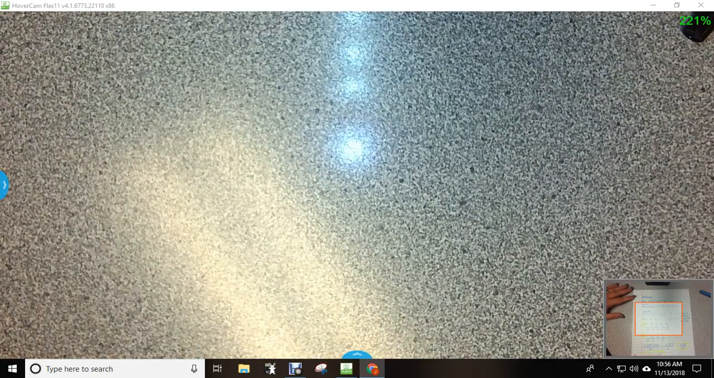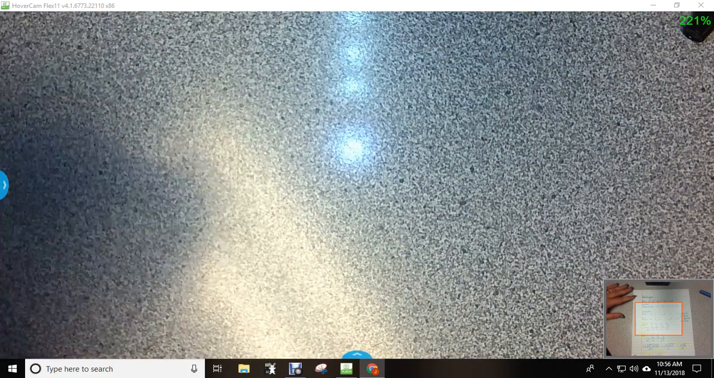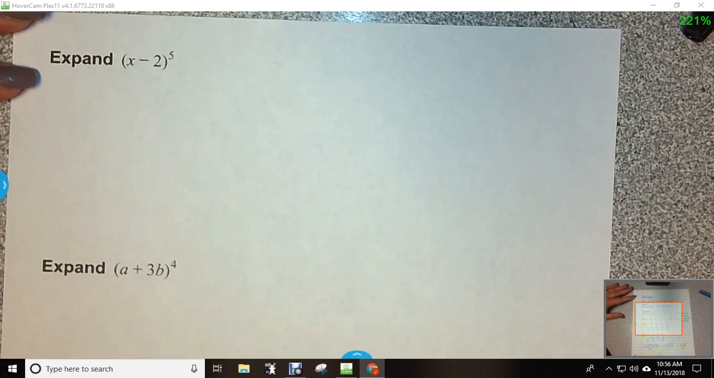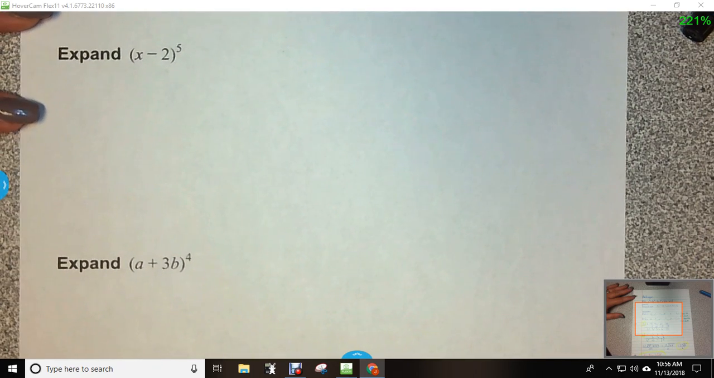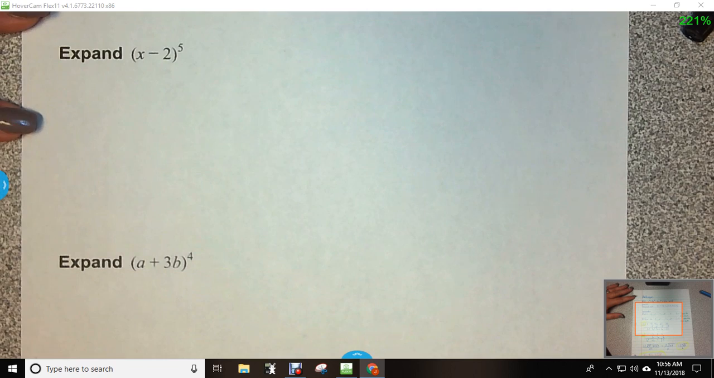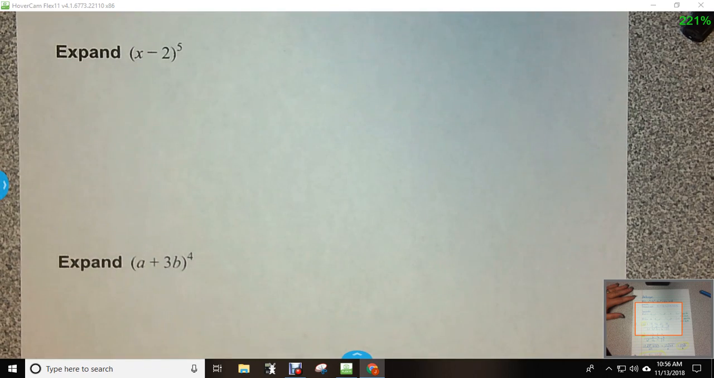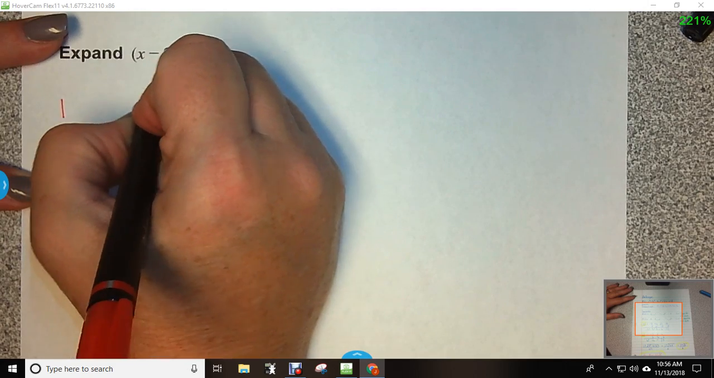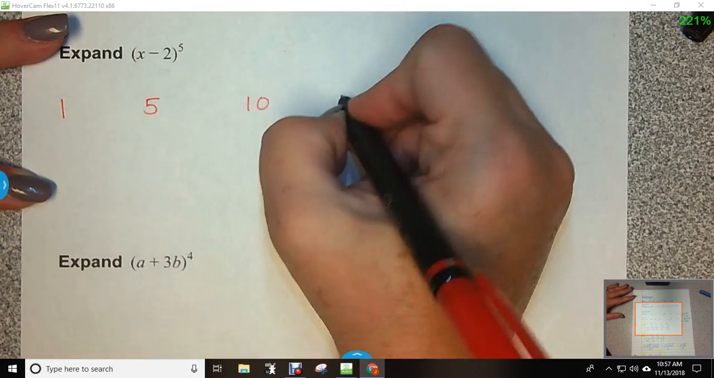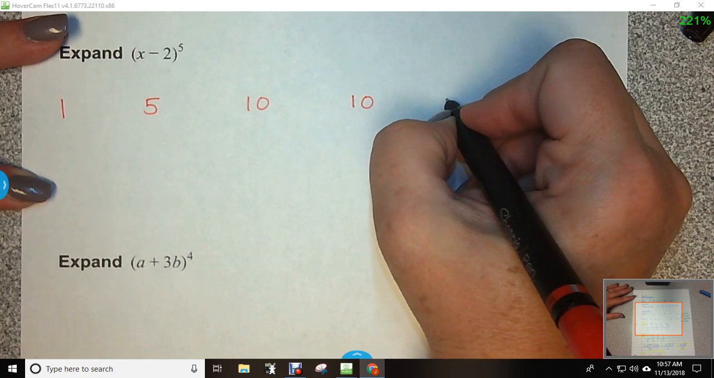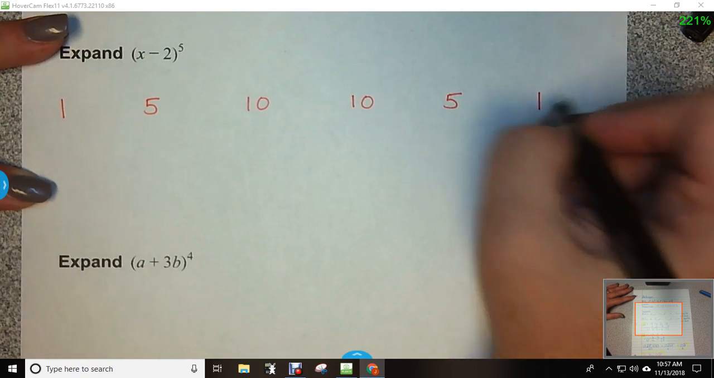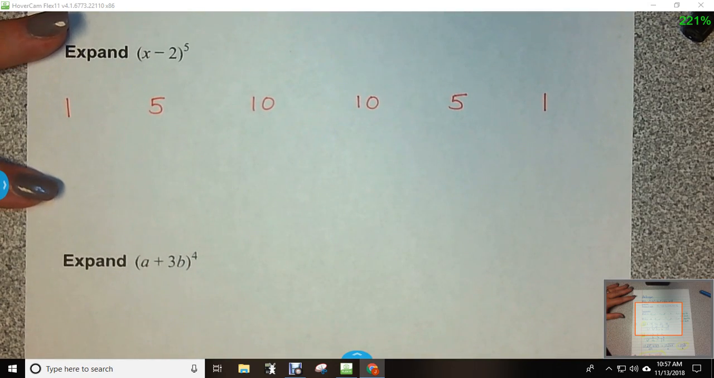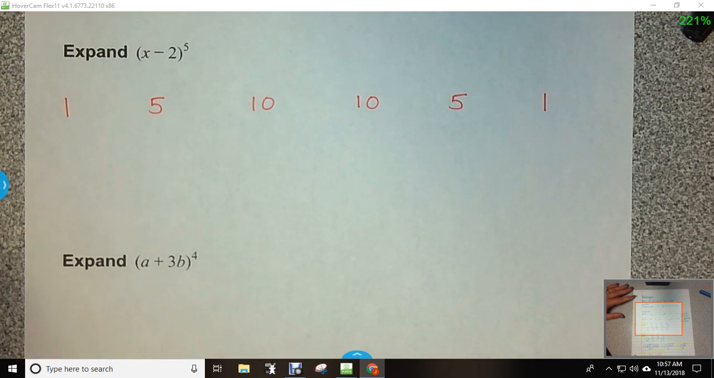The next one we're going to do has a subtraction in it. Okay, so I have (x minus 2) to the 5th power. So I want to take the numbers from row 5 in my triangle. That's 5 rows, don't you think? Okay, so there are my coefficients.